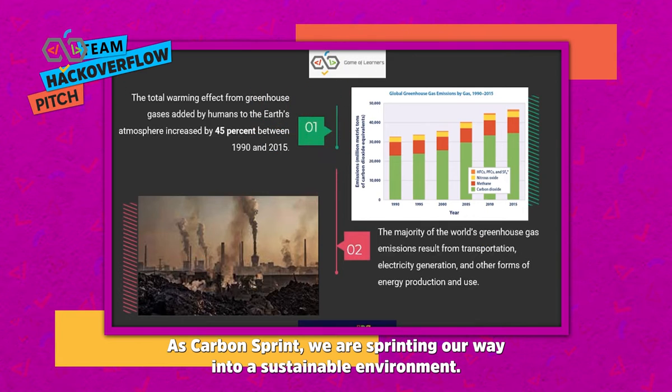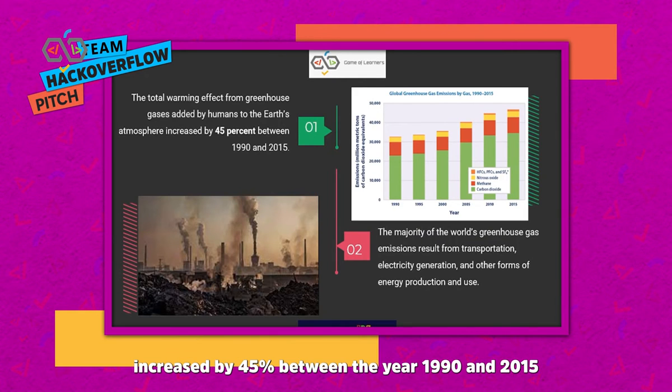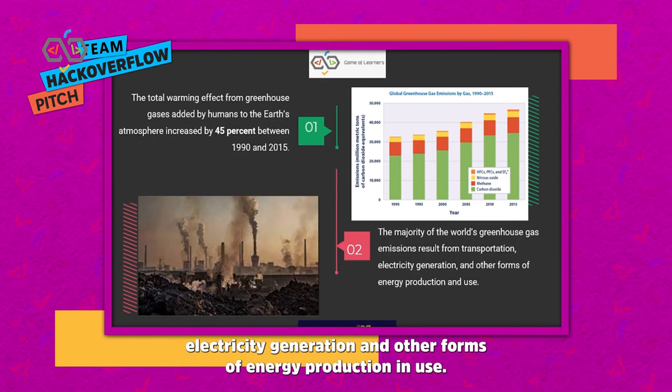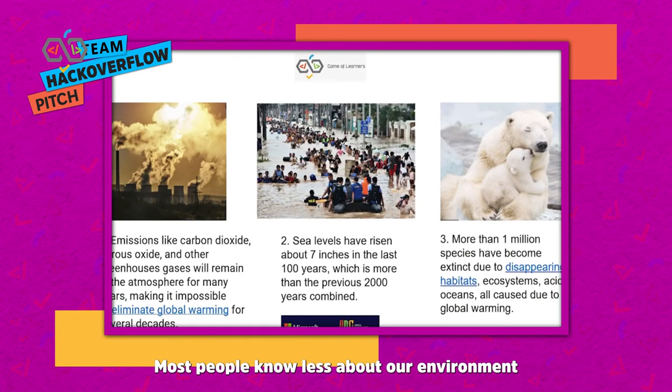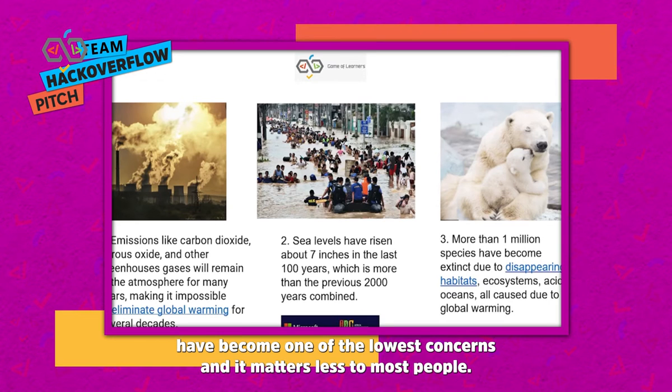At Carbon Sprint, we are sprinting our way into a sustainable environment. The total warming effect from greenhouse gases added by humans to the Earth's atmosphere increased by 45% between the year 1990 and 2015. The majority of the world's greenhouse gas emissions result from transportation, electricity generation, and other forms of energy production and use. Most people know less about our environment as compared to other things. Our environment and all matters climate have become one of the lowest concerns, and it matters less to most people.